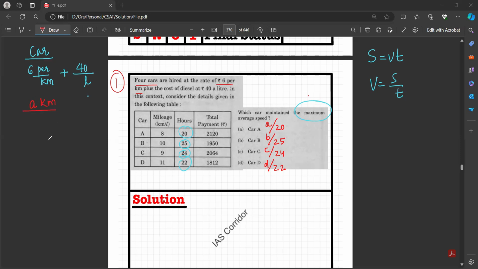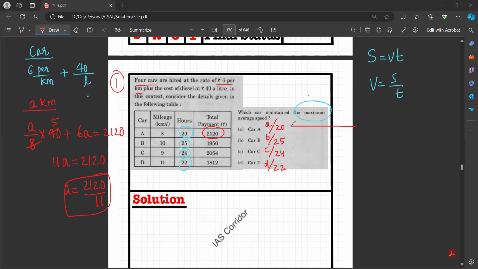Now what will be the diesel required? The diesel that will be required will be A by 8 liters, and for that the charge would be rupees 40 plus 6 per kilometer, that is 6A. Yes or no? Is it clear? This cost is equal to 2120. It is given here. That means this getting cancelled gives you 5. 11A becomes 2120. A becomes 2120 by 11.